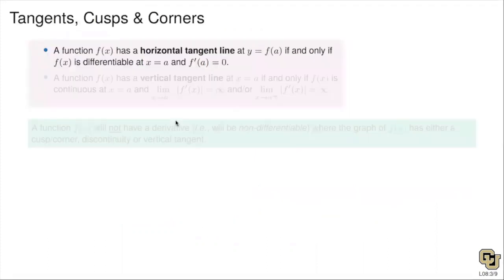So now we want to talk about what are called tangent lines and ways a function cannot be differentiable. One of those ways is when we have a vertical tangent line. So that's how that's connected. But first, let me talk about what's called a horizontal tangent line. A function has a horizontal tangent line if the slope of the tangent line at that point is 0. So the slope at the point x equal to a of the function is 0.